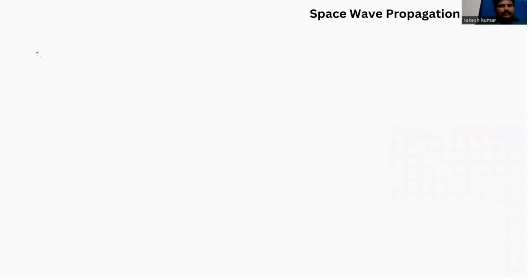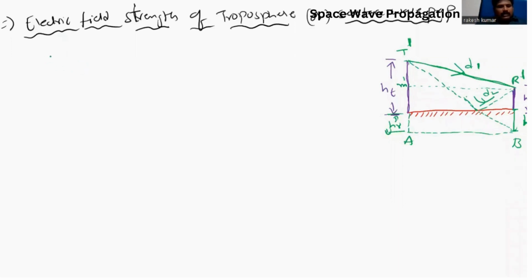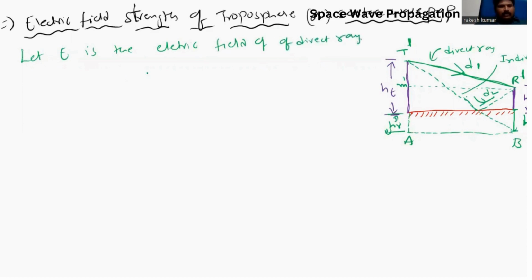Okay, now let E be the electric field. This is my direct ray, and this one is due to the indirect ray. So D1 is the direct ray, and D2 is the indirect ray. Let E be the electrical field of the direct ray. Okay, so let us take this first triangle.